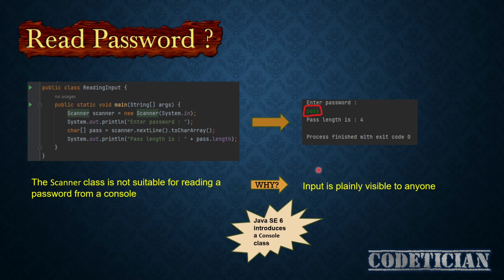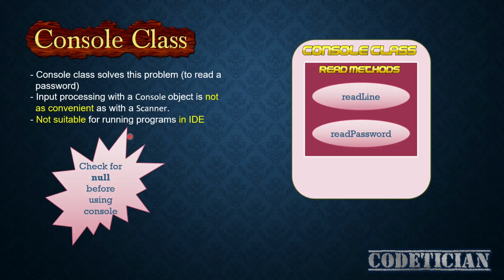Now, to solve this, a new class called the console class was introduced in Java 6. We are not going to go into details of all the methods of the console class. I'm going to tell you about two methods. One is readLine, the next is readPassword. readLine is a similar kind of method to what we already had in the scanner class to read the input from the console. The second is readPassword, which solves the problem that we had in the scanner class.